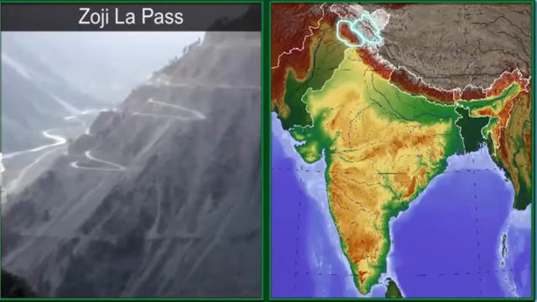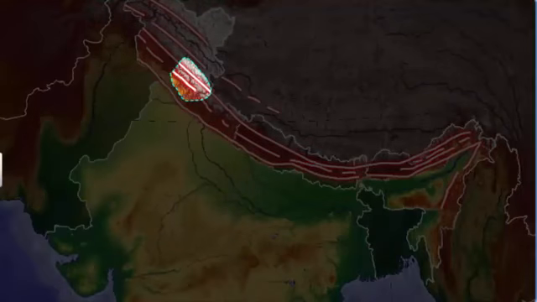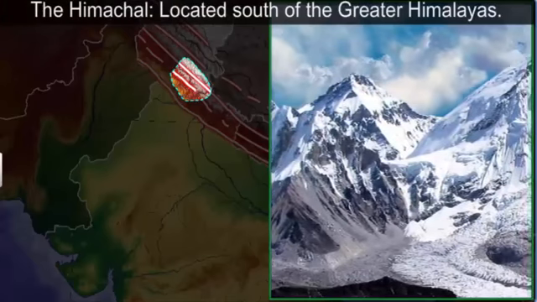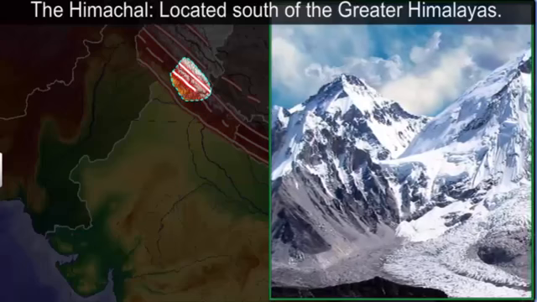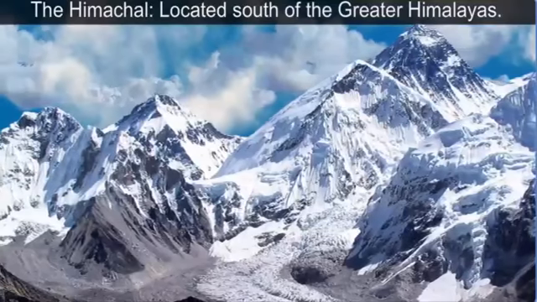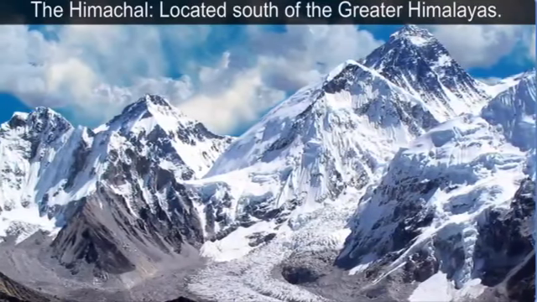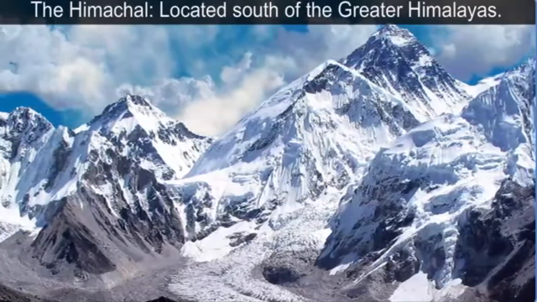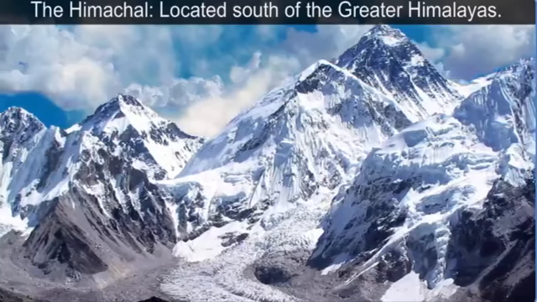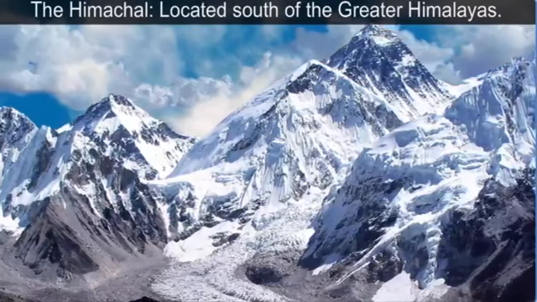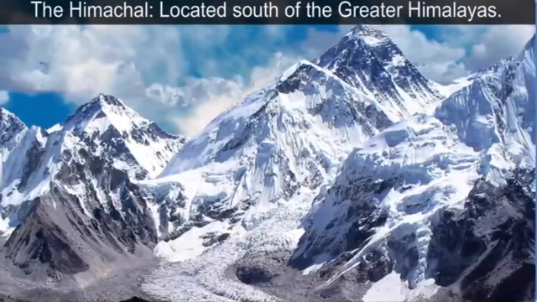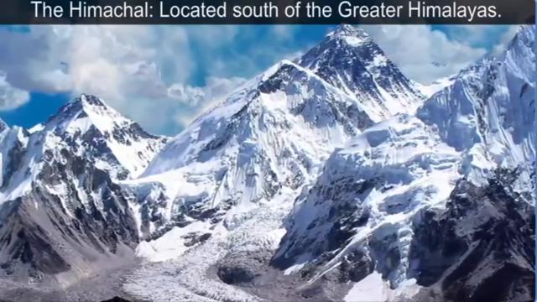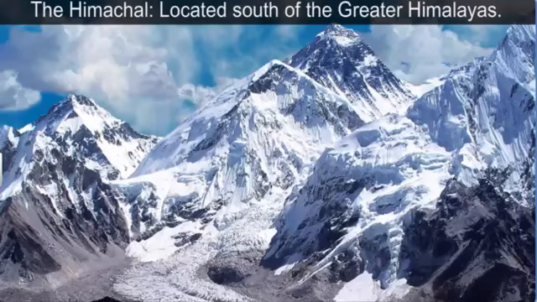The next range, which is known as the Himachal, is located south of the Greater Himalayas. The height of mountains in this range is between 3,700 and 4,500 meters, as against the average height of 6,000 meters in the Great Himalayas. Hence, this range is also referred to as the Lesser Himalayas.